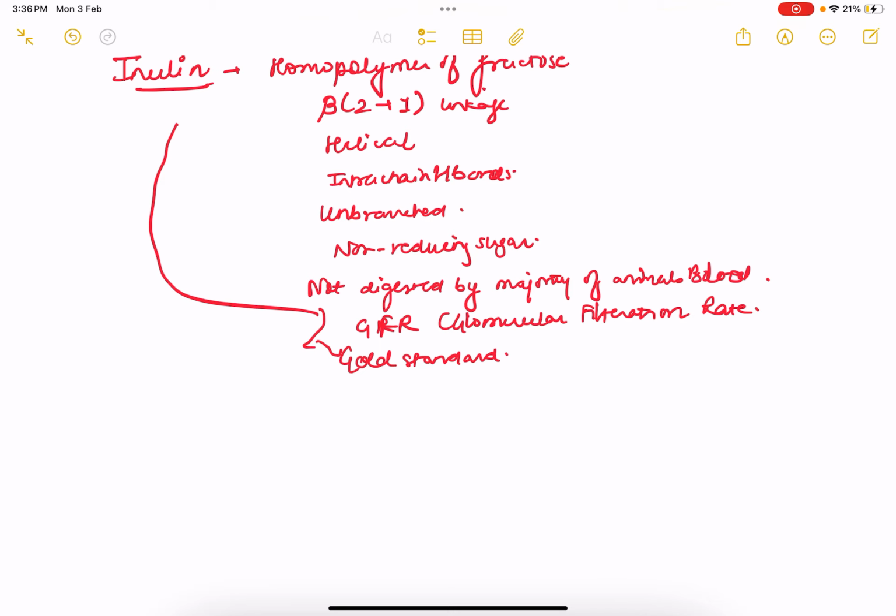In the next video, we will discuss some other polysaccharides which play an important role in structural formation like cellulose, chitin, pectin, and also heteropolysaccharides.